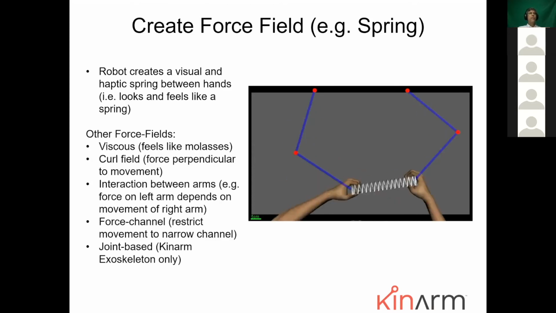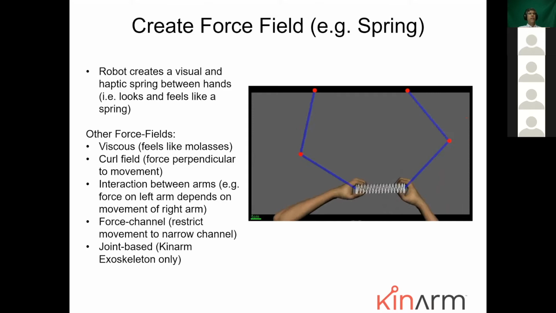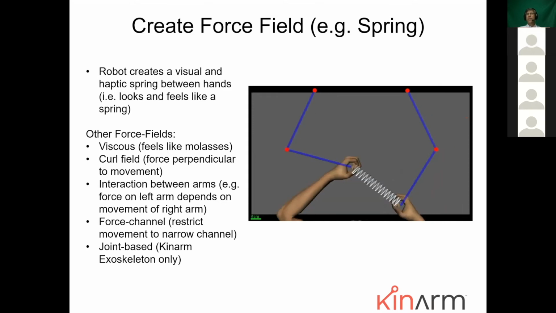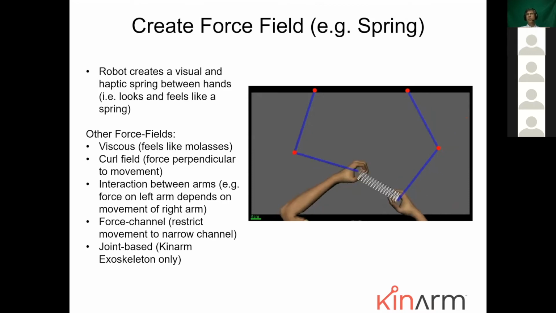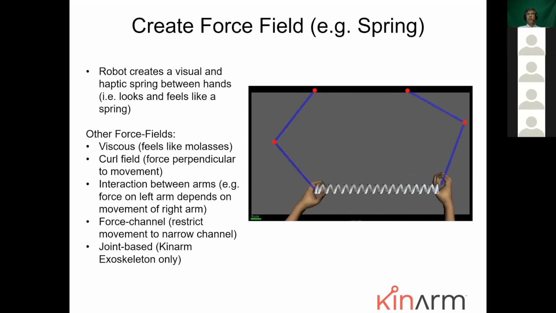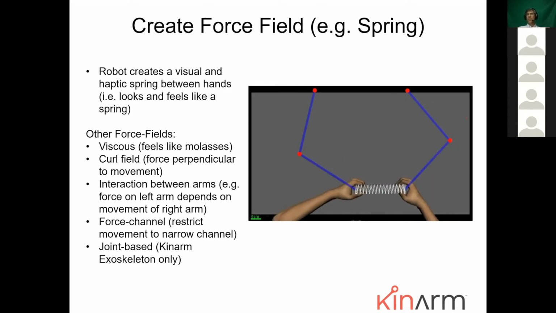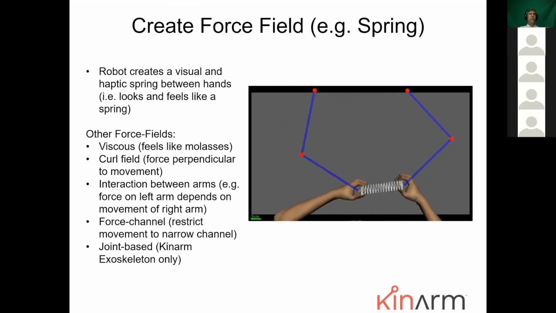Some other force fields, I should say, that are commonly used. One is a viscous force field. So viscosity is a force that is proportional to speed, but in the direction opposite movement. So if you move slow through the viscous force field, the forces are low, but the faster you move, the more you get resistance. So it sort of feels like you're moving through molasses.